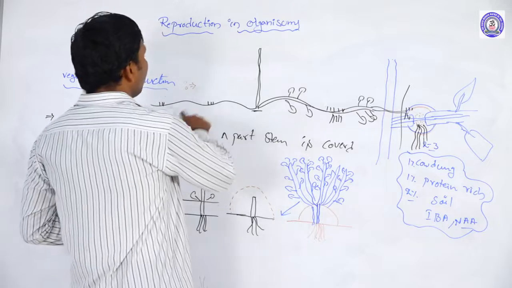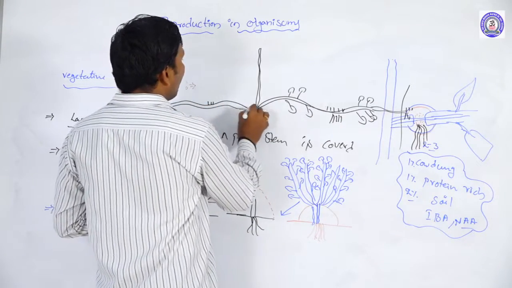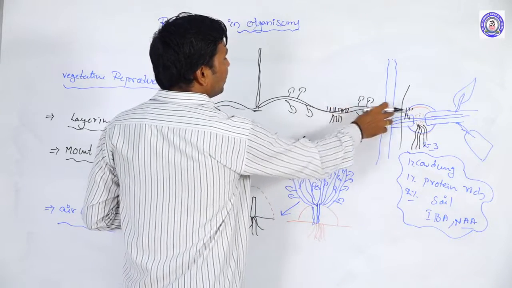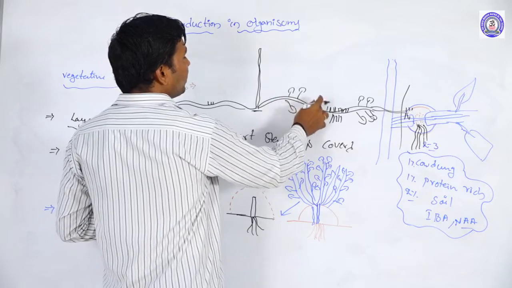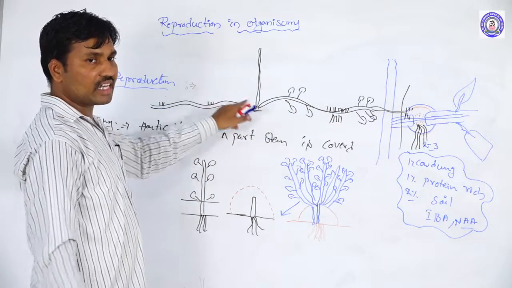Serpentine layering means that we take weak-stemmed plants and layer them alternately with soil, and in that case also the branches form new plants. That is called serpentine layering.